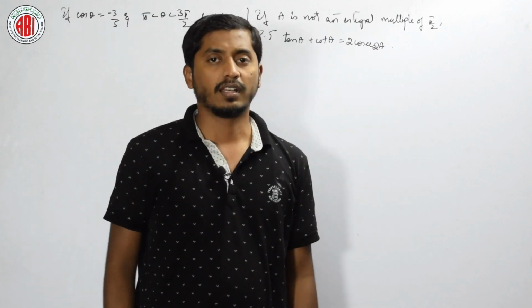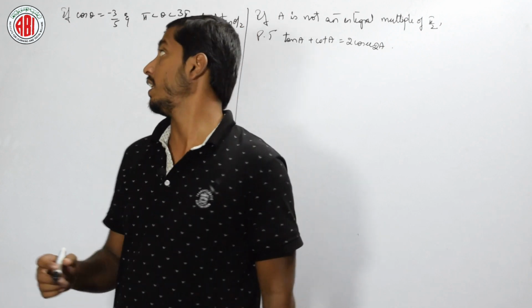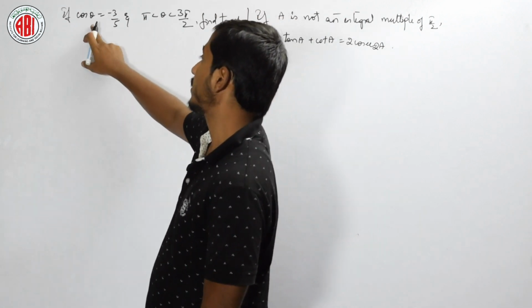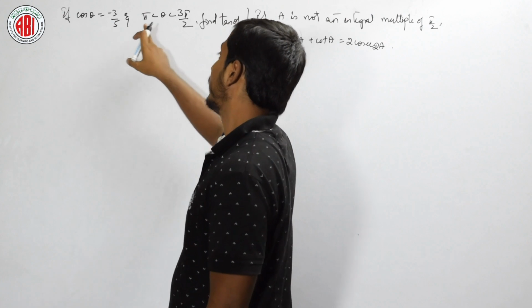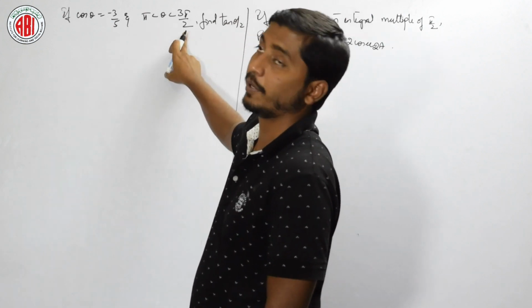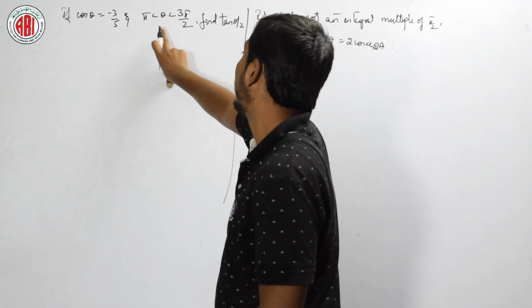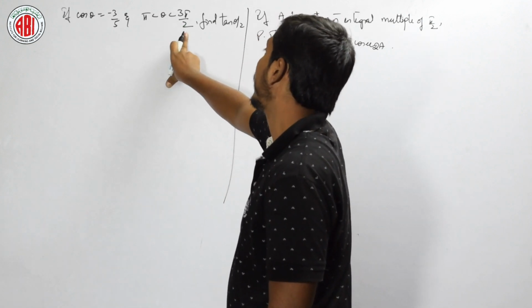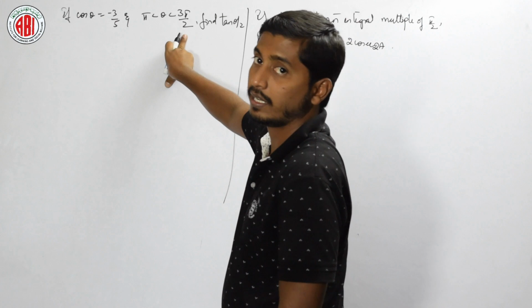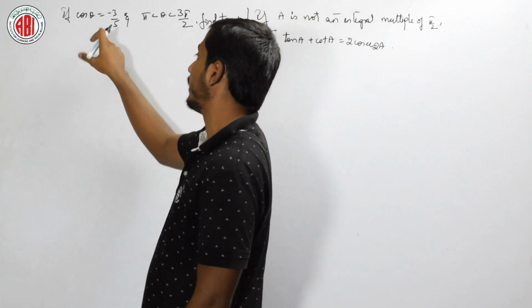Let us do. See here, the next question given here, they gave the value of cos theta as negative and the theta lies between pi and 3 pi by 2. In which quadrant it is? It is in the third quadrant. Theta lies in between pi and 3 pi by 2, isn't it? Therefore, the cos is negative.